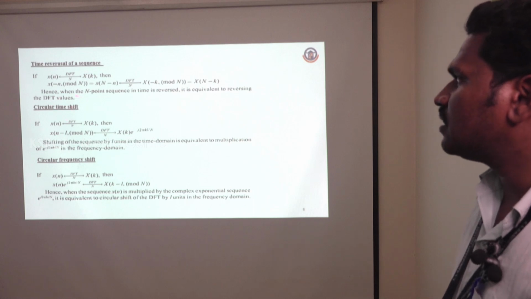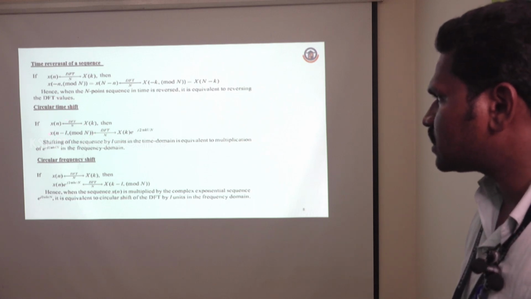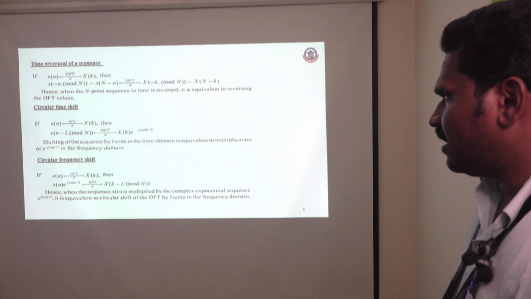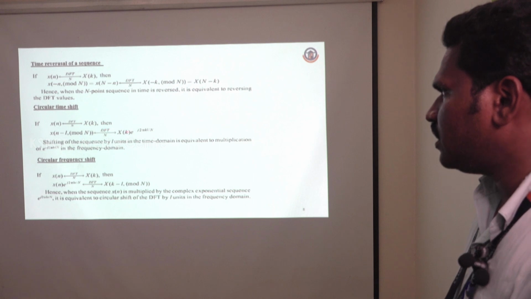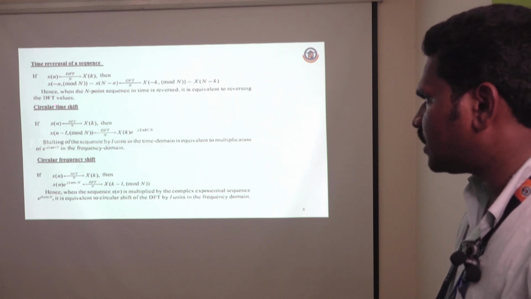And the next one is the circular time shift. How can you say that it is a circular time shift? Here see that x of (n minus l) modulo N, the modulo operator of N. So we can apply the DFT property, and we can get X of k with the time shifted.